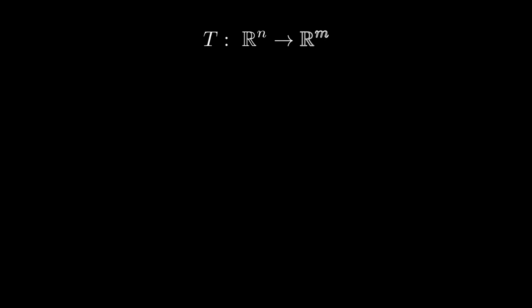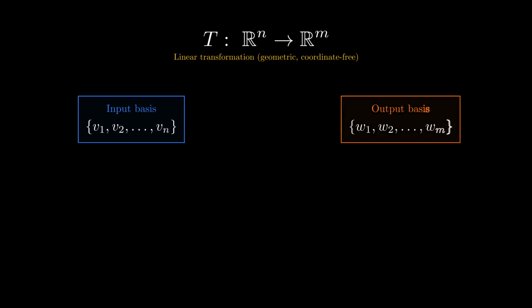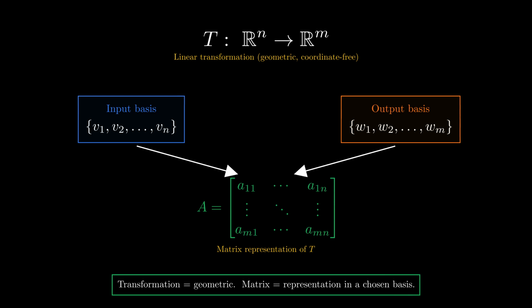A linear transformation, capital T, sends vectors from one space to another. The transformation itself is geometric. It doesn't care about coordinates. But to actually compute with it, we need numbers. That means choosing a basis for the input space and a basis for the output space. A basis is just a set of vectors that lets us write every other vector as a combination of them. Once those two choices are locked in, the transformation becomes a matrix. Change the basis and you change the matrix, but the transformation underneath stays the same.